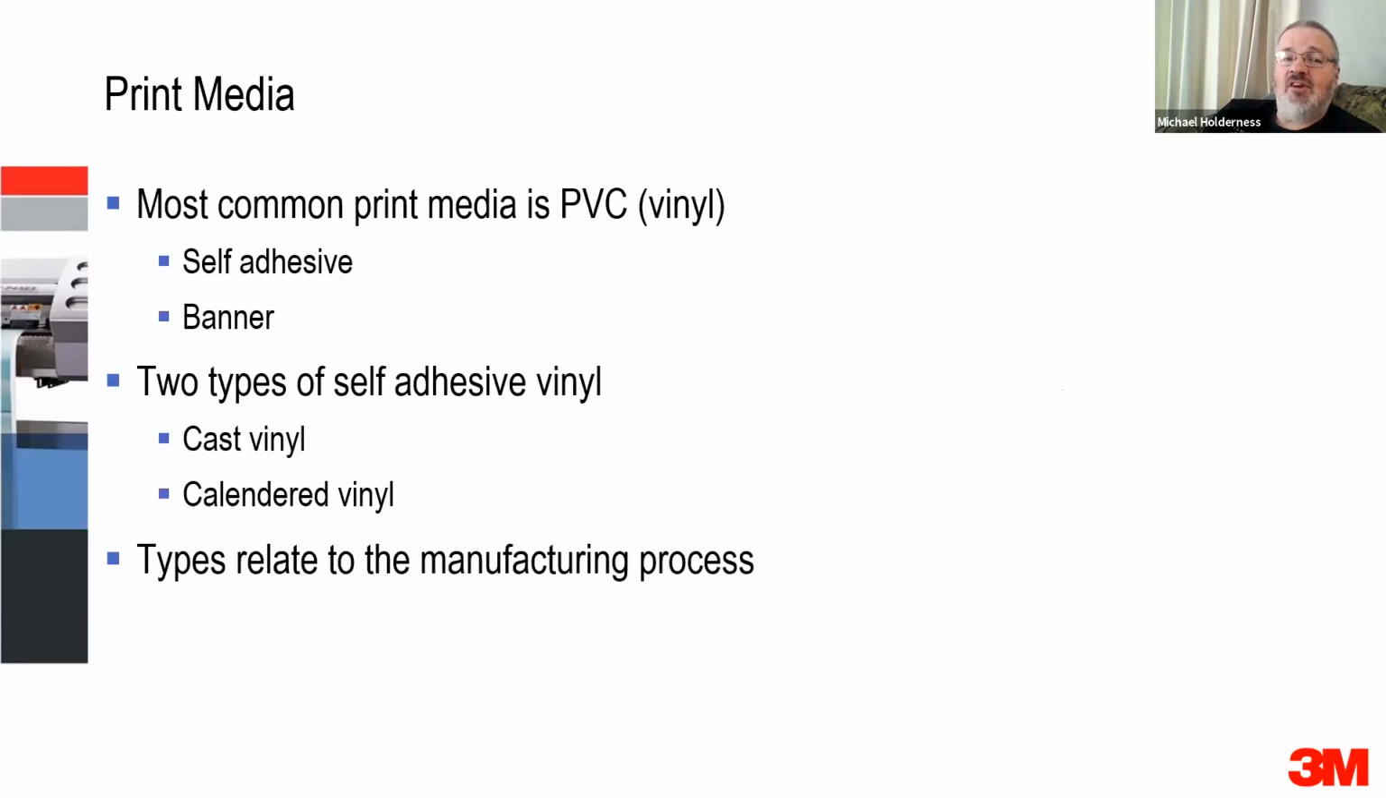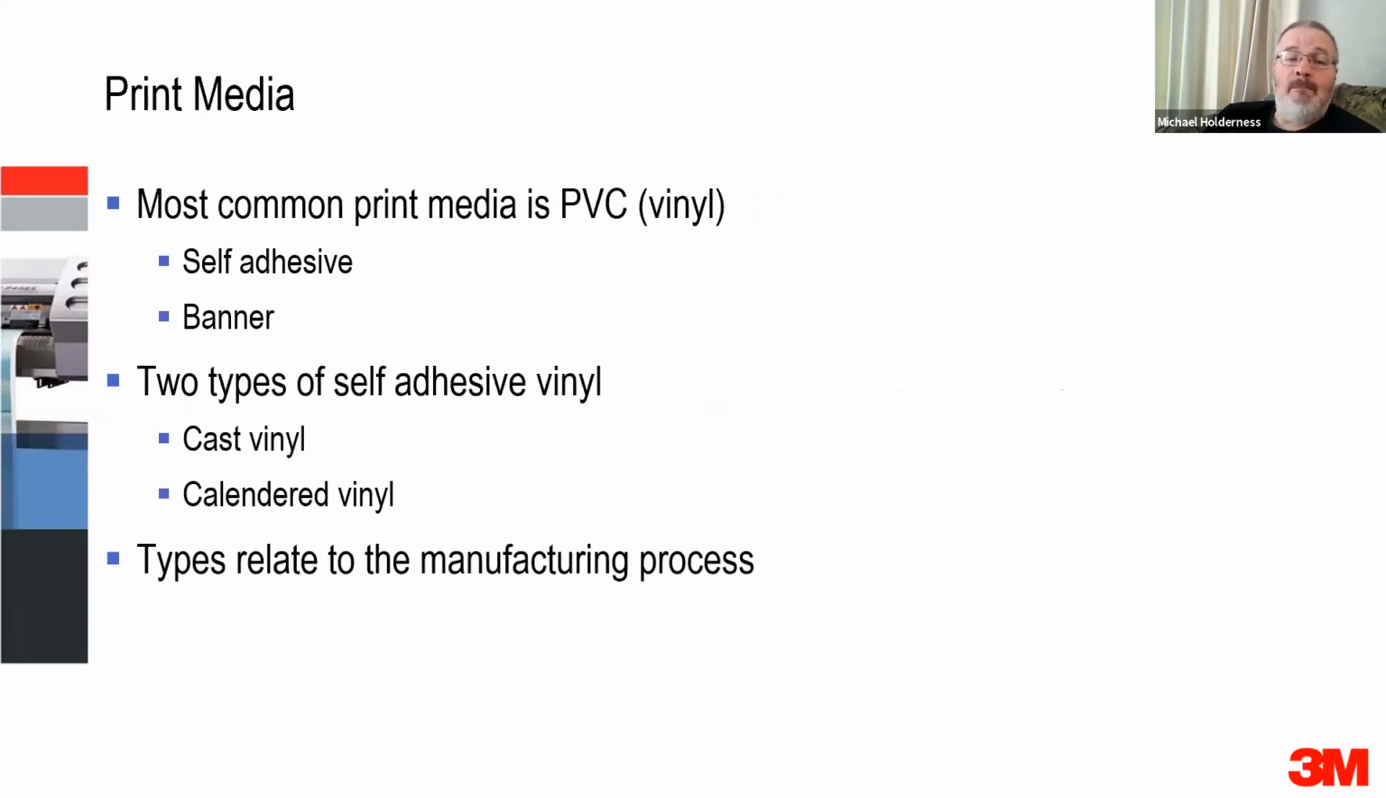Now the print media itself, the most common print media is going to be PVC or vinyl, either as a self-adhesive or as a banner. We generally have two types of vinyls. I know most of you are quite familiar with this, so I'll rush through it quite quickly. We've got cast and we've got calendered. Cast is the long-term film, the one that's going to last a long time. Calendered has a calendared or dated life, it's not going to last as long.